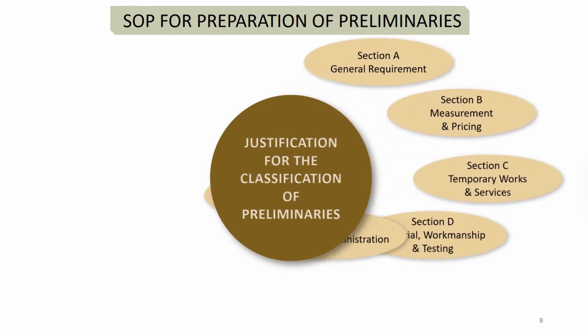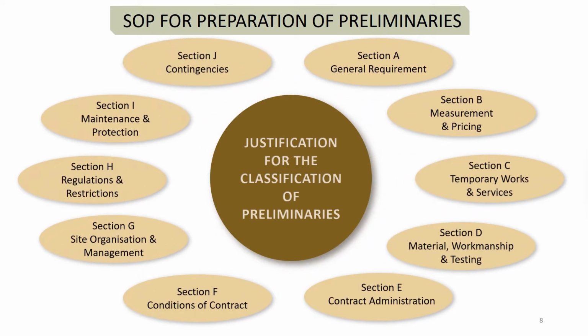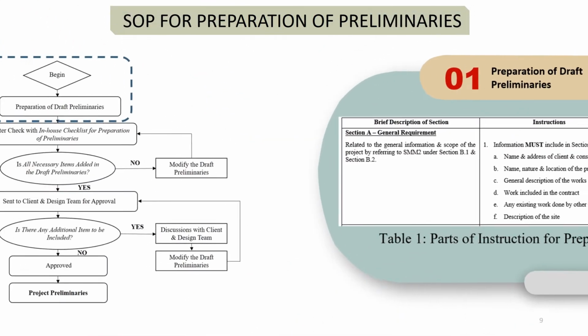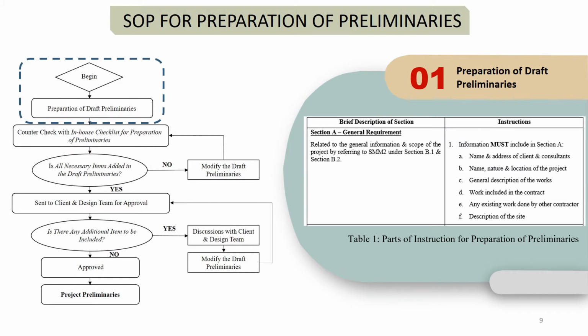As you can see, there are numerous items required to include in the draft preliminaries from Section A to Section J. Therefore, instruction for preparation of preliminaries is developed to guide the QS consultant in drafting the preliminaries based on in-house preliminaries. As shown in the table, it stated what information must be included in Section A, such as general description of the works, as the items under Section A are to provide general information of the project. Hence, by referring to the instruction while drafting the preliminaries will ensure all the crucial items and client's requirements are being included in the draft preliminaries. The full document could refer to SOP/02 Prelim in the report.